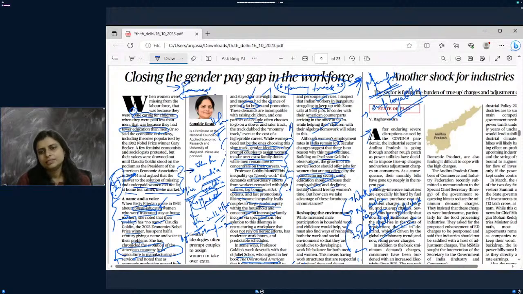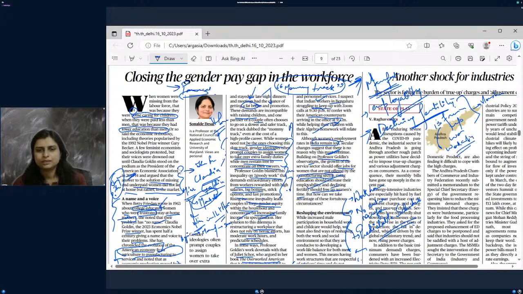Declining fertility should free up women's time. This is what is evident also, that declining fertility is freeing up women from most of the household chores and making them more open to the workspace. But how can we take advantage of these fortuitous circumstances?